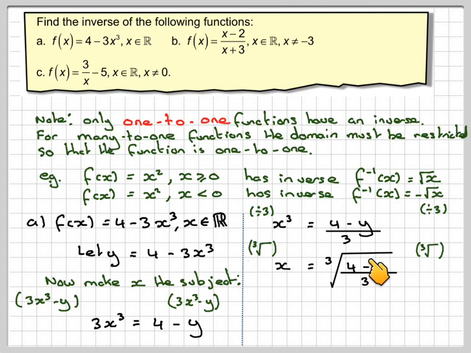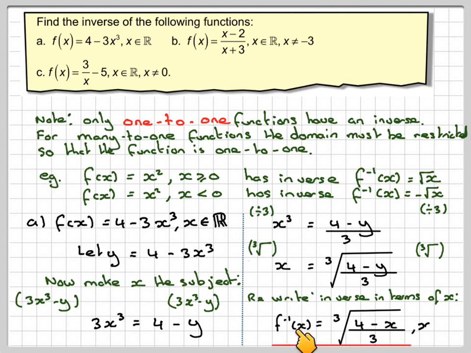But here you've sort of got a function in y. So what you do, the last bit, is rewrite the inverse in terms of x. Now the symbol for inverse is f to the minus 1 of x. So it's the cube root of 4 minus x over 3. So you replace the y with an x and then state its domain. So this domain will be x belonging to the set of real numbers. You can put every value in.